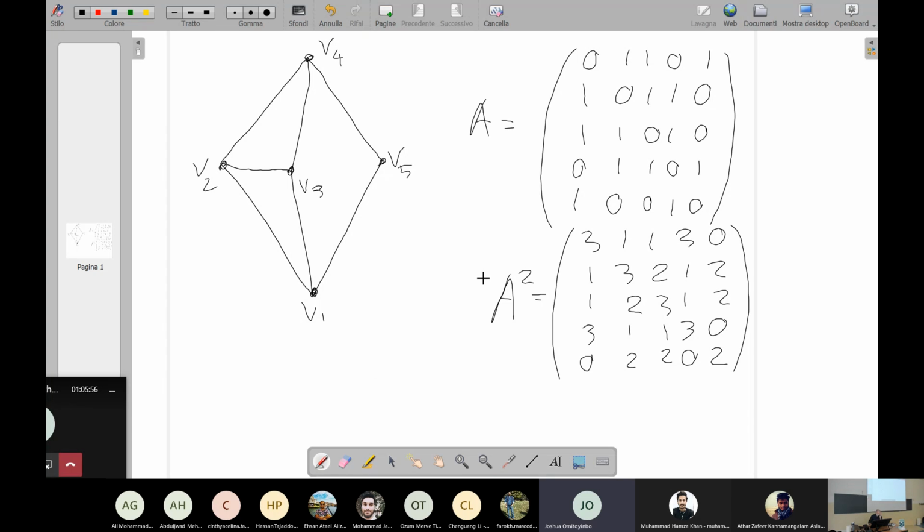Okay. So, for example, this is a simple graph, and this is its adjacency matrix. Let's assume that we are at a level h equal 3, meaning that we want to compute the number of 3 walks from each vertex to any other vertex, okay?